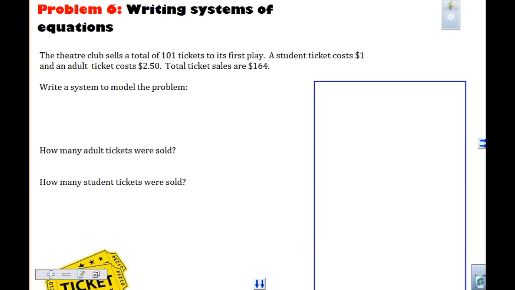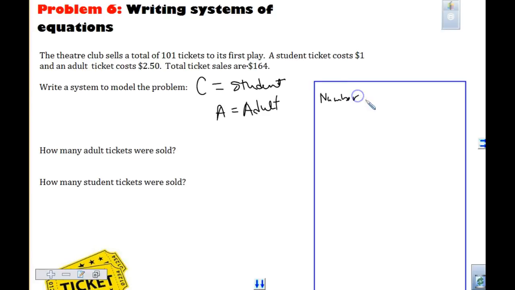Okay? So, as you are reading, look at this one. Did you read this? Yeah. The theater club sold a total of 101 tickets to its first play. The student tickets cost $1, and adult tickets cost $2.50. Total ticket sales are $164. We're going to use C for student. Why C? Because S for many of you sometimes looks like a 5. And then we have adults, so A is going to be our adult tickets.